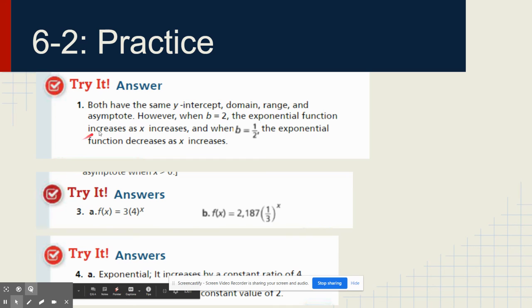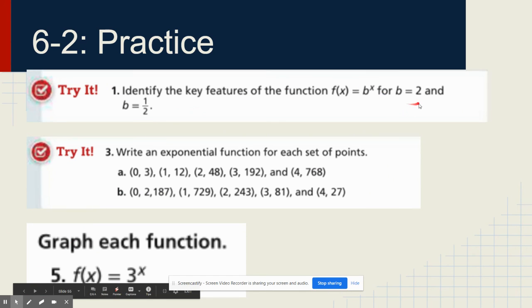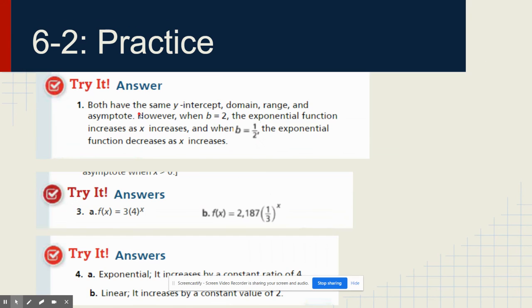So number 1 here, going back to number 1 for a moment, the b was 2, versus when the b was 1/2. When the b value is 2, the exponential increases as x increases, whereas if the b is 1/2, the exponential function decreases as x increases. Both have the same y-intercept. They would both have the same y-intercept of 1.